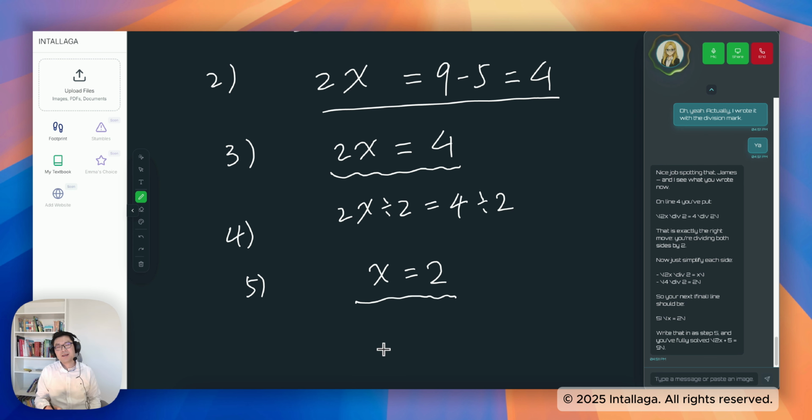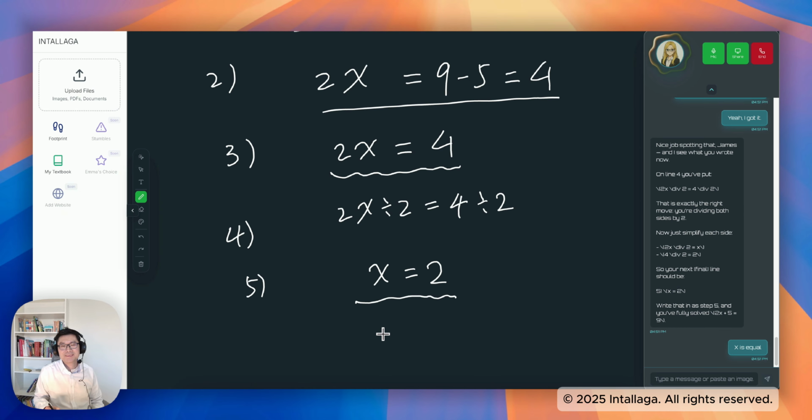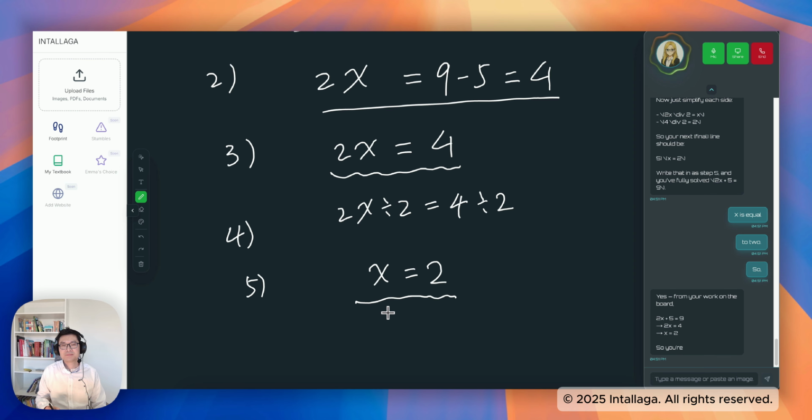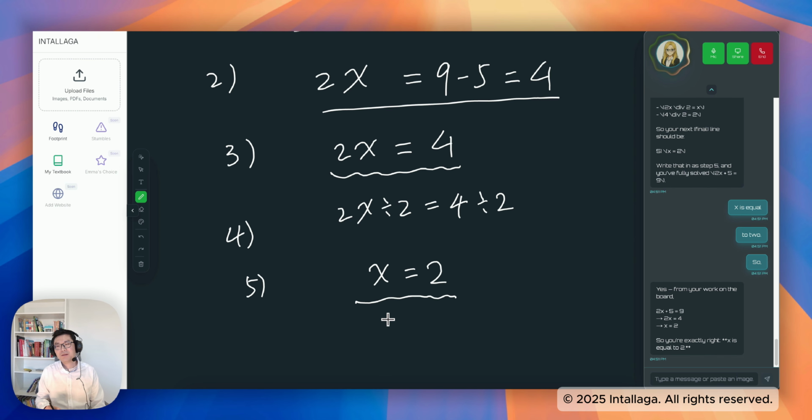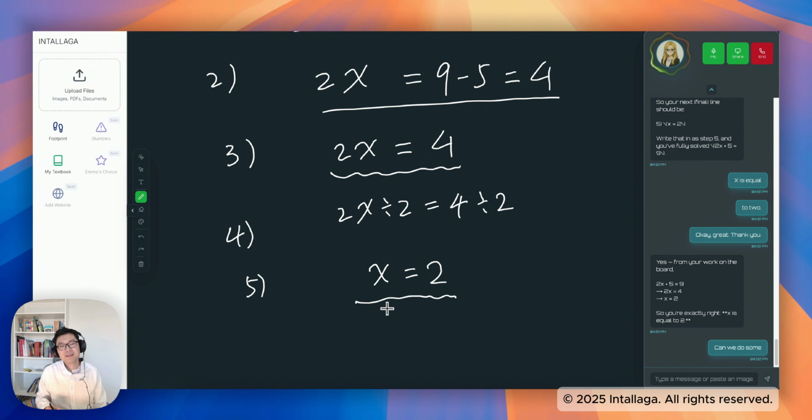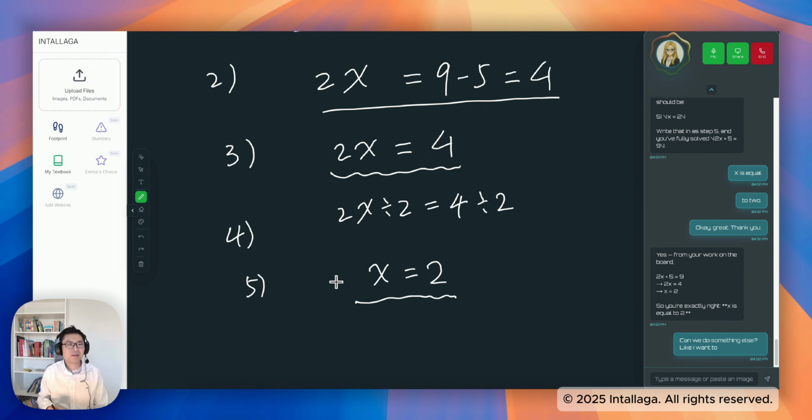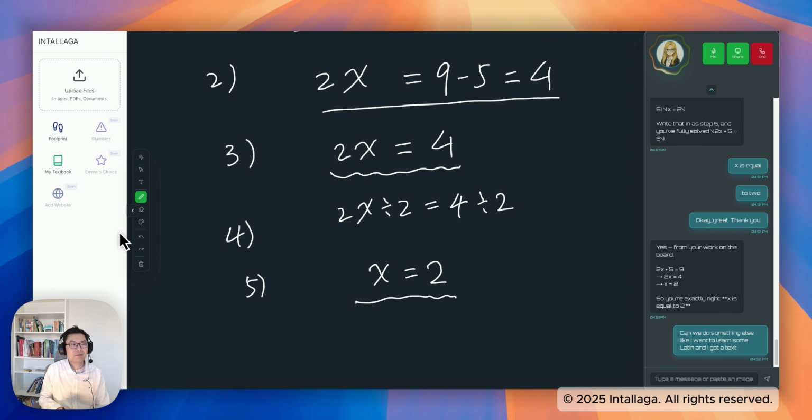I got it. x is equal to 2. So you're exactly right. x is equal to 2. Great, thank you. Can we do something else? Like, I want to learn some Latin and I've got a textbook over here. Would you mind if I open it?